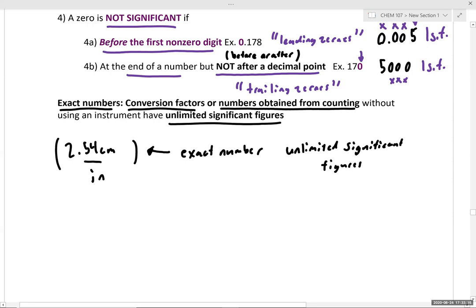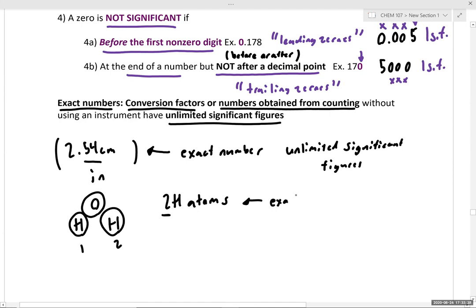Another example that comes up very commonly in chemistry is if you're looking at a molecular formula and you count, for example, 2 hydrogen atoms. Since this 2 is obtained from counting the number of hydrogen atoms, this number obtained from counting is an exact number. When you're counting objects, the idea of there being half of an object or any uncertainty in the number of objects counted does not make physical sense.